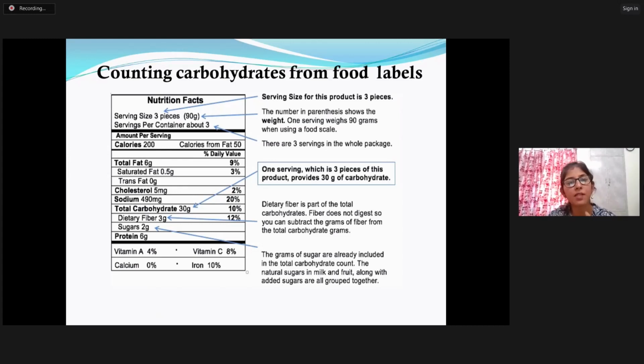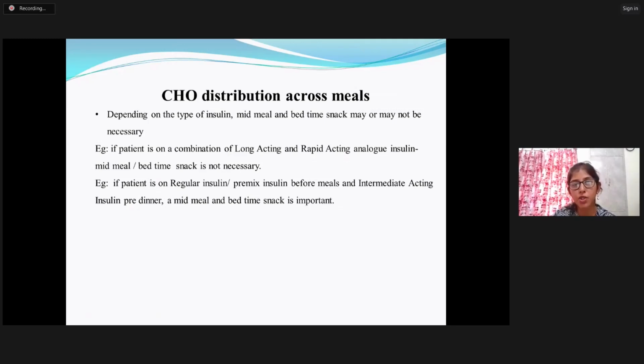Say, for example, if the serving size over here is 3 pieces, so one piece is around 30 grams and it contains around 30 grams of carbohydrate. So when we talk about 3 pieces which contain 30 grams of carbohydrate, we need to deduct fiber, which is again mentioned in it, that is 3 grams. That will give us the amount of carbohydrate present in that packet food and how much in that specific meal, say in a snack or maybe in a midday meal, that can be given to the child if the child demands.